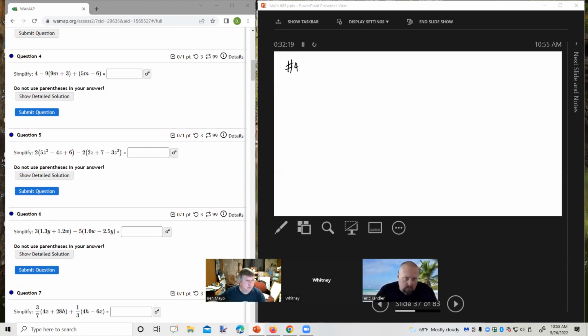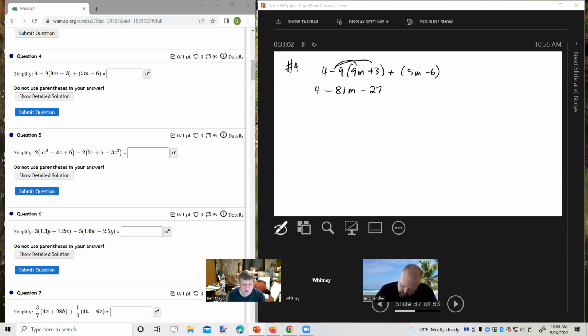So number four, simplify 4 minus 9 times the quantity 9m plus 3 plus the quantity 5m minus 6. Well, inside the parentheses, the quantities are not like terms, so I can't do any simplification inside. I'm forced to distribute. So I've got 4. And then minus 9 times 9m would be minus 81m. And then minus 9 times a plus 3 would be minus 27.